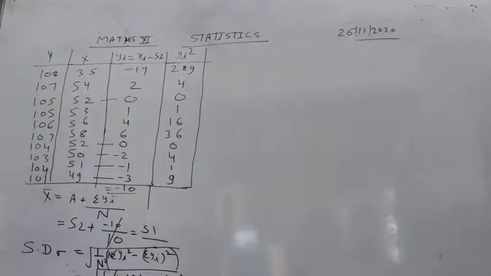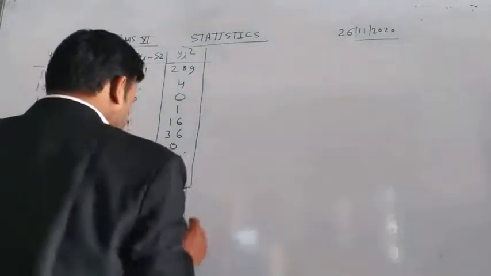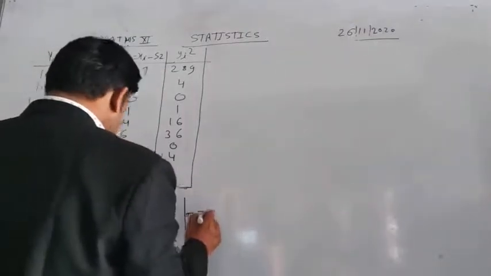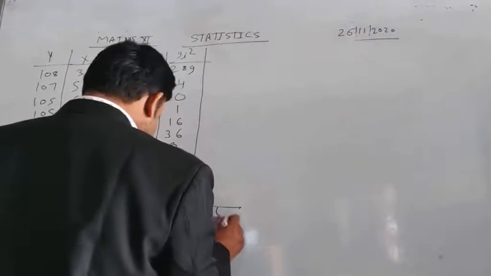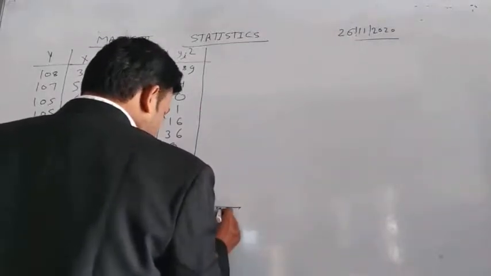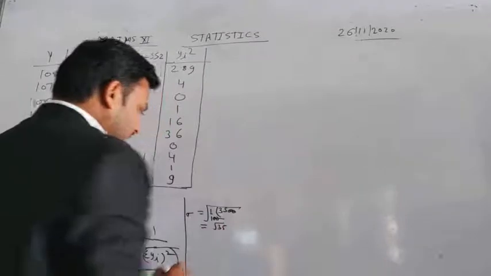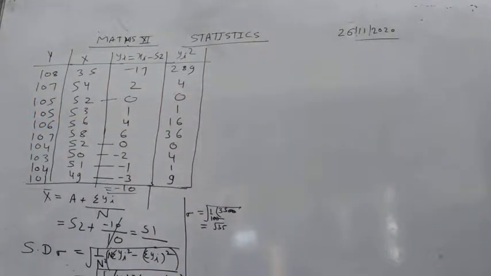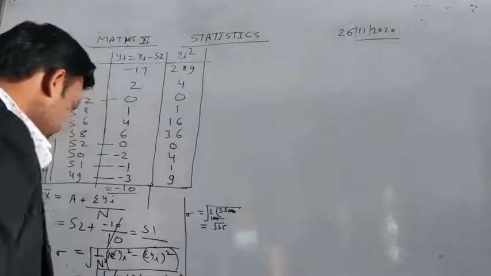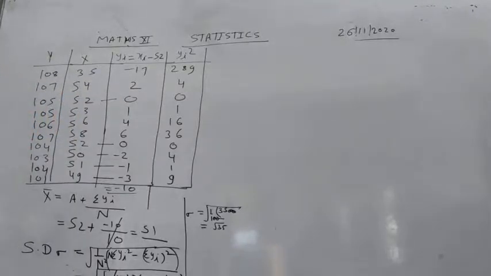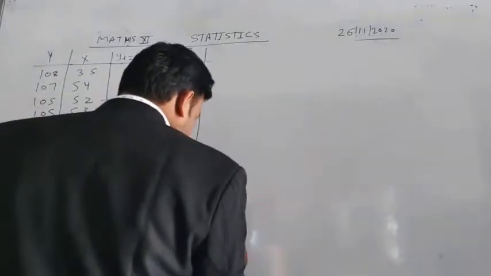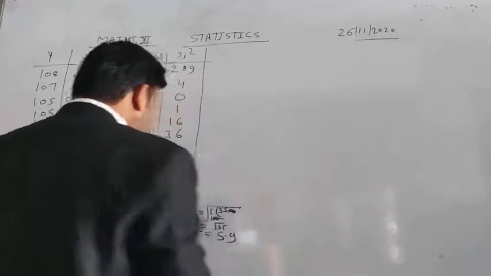Now we will further solve it and get our sigma, which is under root 1 by 100 into 3600 minus 100, which is 3500 by 100. It becomes under root 35, which is near about 5.9. So sigma is this.